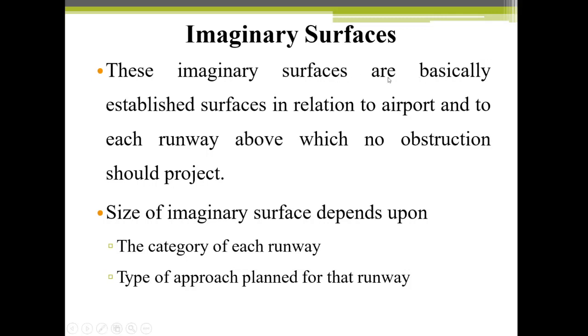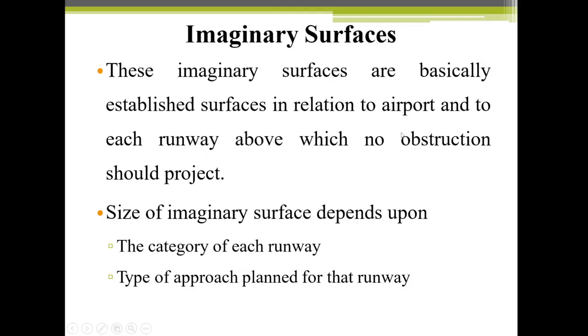These imaginary surfaces are basically surfaces established in relation to the airport and to each runway, above which no obstruction should project. We have seen that these are assumed, or they are selected for a particular reason. So the aircraft will move above these surfaces only, and on the surfaces there are no obstructions. So these imaginary surfaces are basically established surfaces, for each runway, above which no obstruction should be projected.